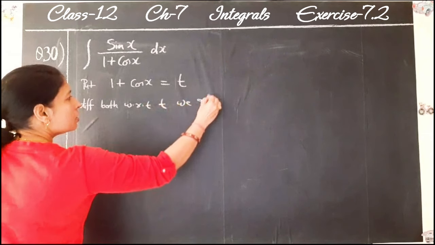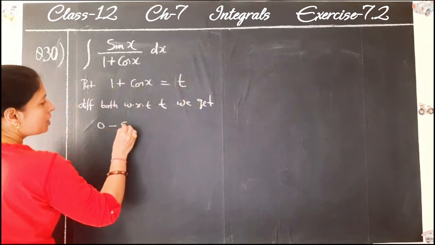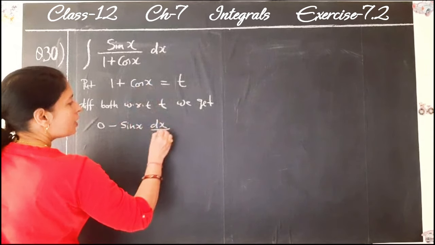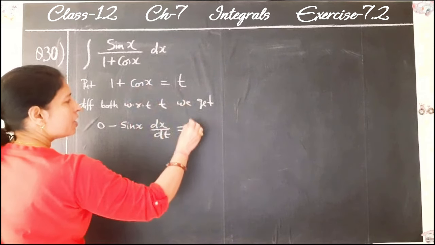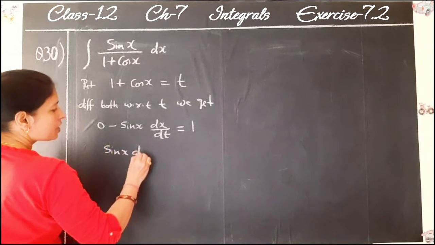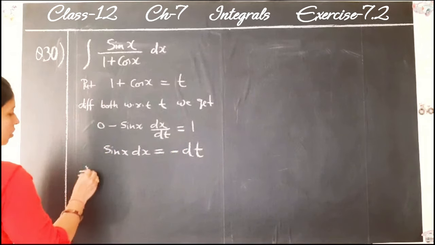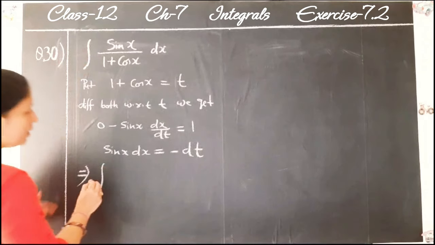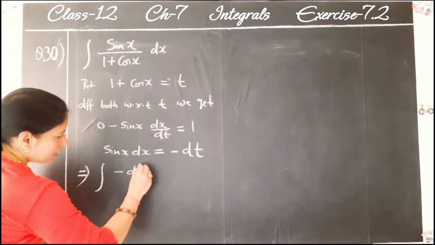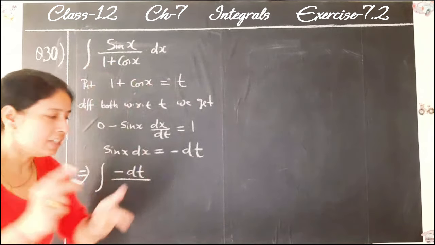We get 1 is a constant, so it will be 0, and the derivative of cos x will be minus sin x, and the derivative of x will be dx by dt. Here it is t, so it will be 1. So we can write sin x dx will be minus dt. So now we can write our integral as, in place of sin x dx we can write minus dt. So write here minus dt. And here it is 1 plus cos x. 1 plus cos x is t. So write here t.